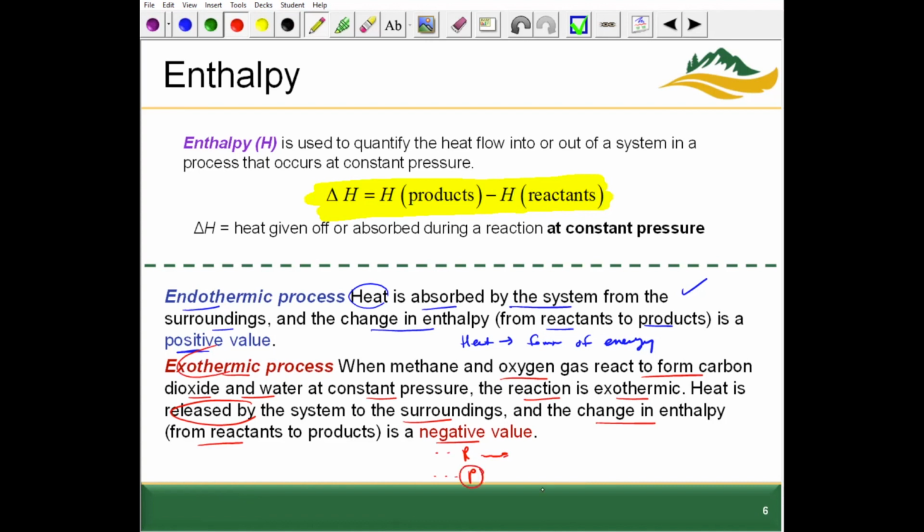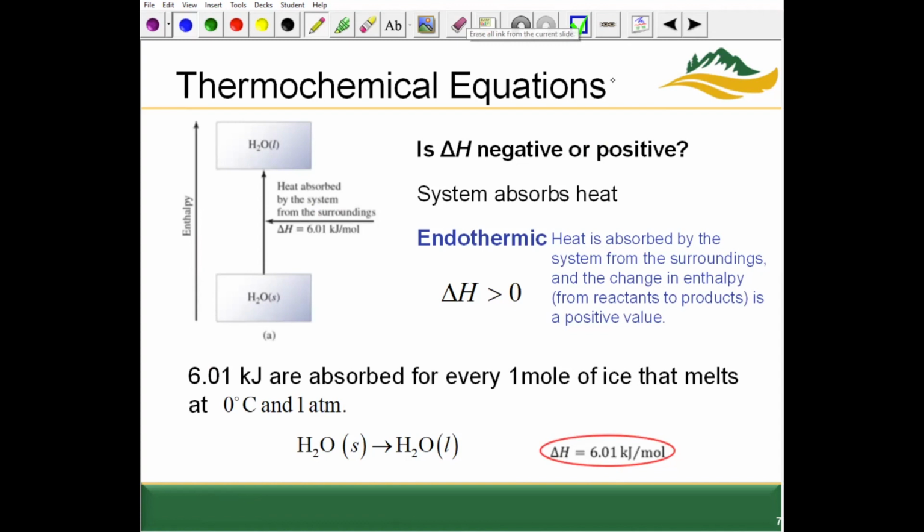So a smaller enthalpy minus a larger enthalpy, that's going to be a negative value for delta H. So endothermic, positive delta H; exothermic, negative delta H. And because this concept of the sign of delta H is so crucial, here's a whole slide on endothermic processes and the positive sign for the change in enthalpy.